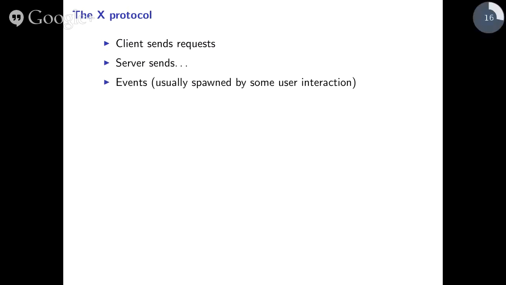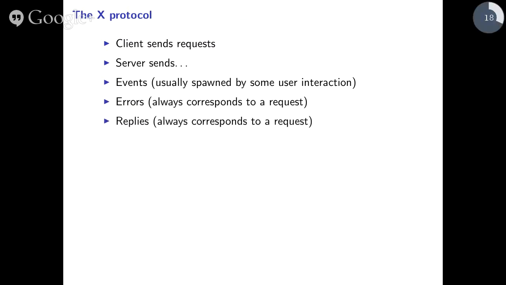So before I actually start talking about my implementation, I have to describe to you the basics of the X protocol. The core protocol is pretty simple at a high level. Client sends requests, server sends events, which usually come from some sort of user interaction. Errors: every error corresponds to a request. Replies: every reply corresponds to a request as well. If a request gets a reply, it can't get an error. If a request gets an error, it can't get a reply. So they're mutually exclusive things.